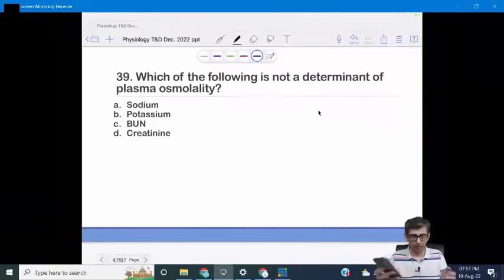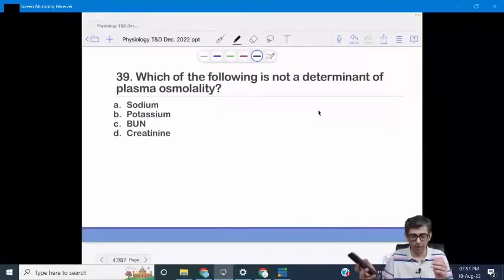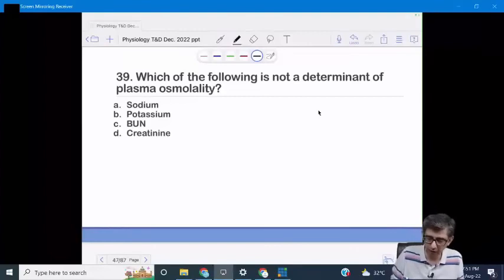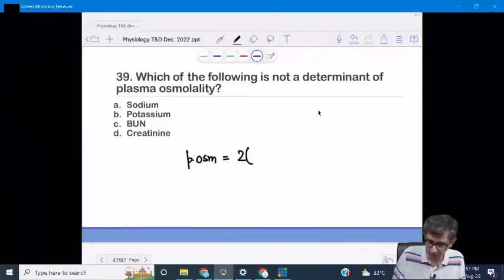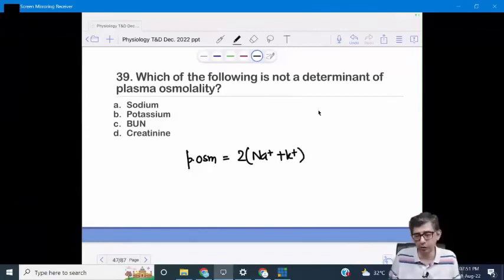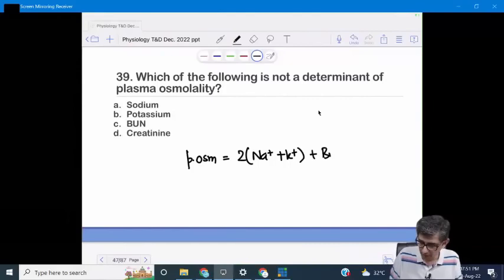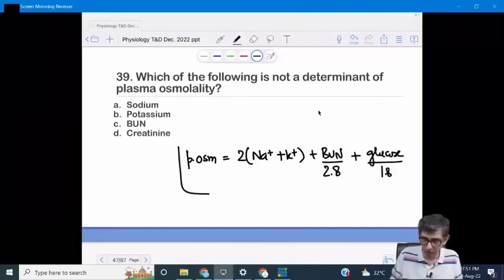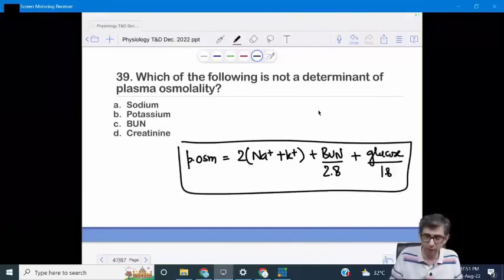Okay. 39 says which of the following is not a determinant of plasma osmolality. So we have a formula, and that formula is to be utilized to determine this particular MCQ. Osmolality is 2 times the value of sodium and potassium, plus blood urea nitrogen divided by 2.8, plus the value of glucose divided by 18. This is the formula by which we are able to calculate the plasma osmolality.